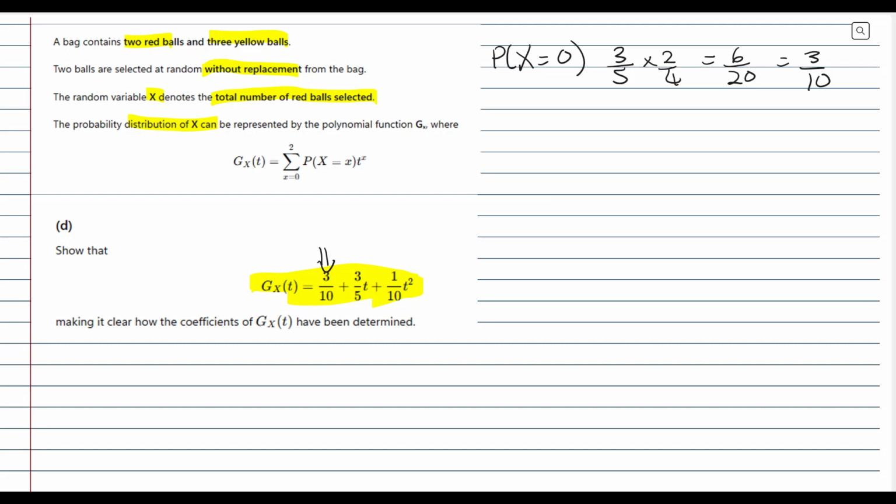If you prefer to work these probabilities out using combinatorics, that's also no problem. So basically in the numerator, we've got 2 red balls. I'm going to choose 0 of them, which means I have to choose 2 of the yellow balls. So I've got 3 yellow balls, choose 2 of them, over the total number of combinations, which would be 5 choose 2, which is exactly the same answer. Simplifies to 3 out of 10.